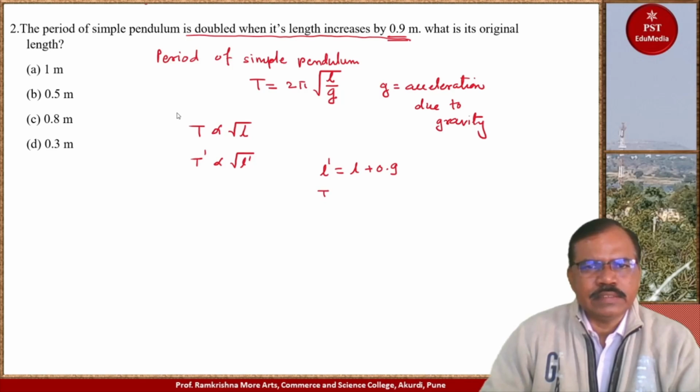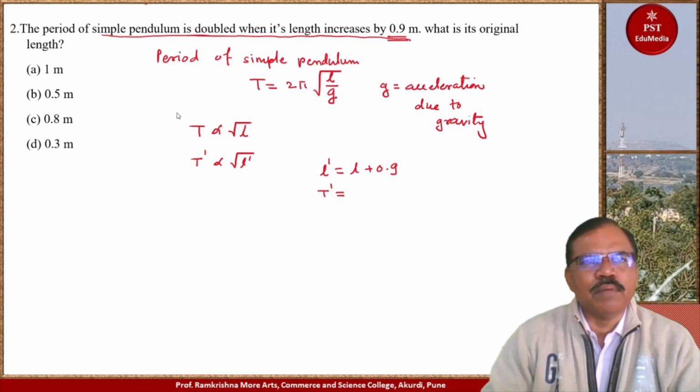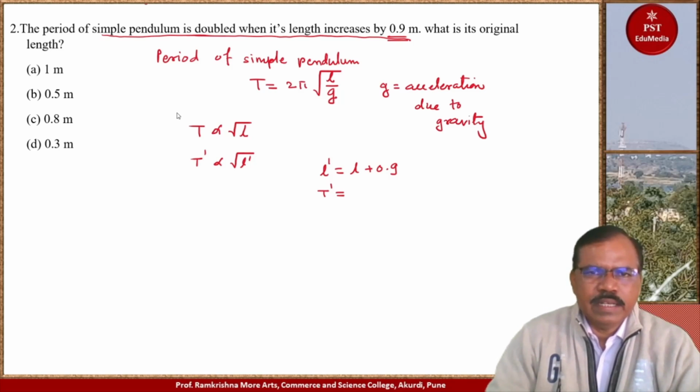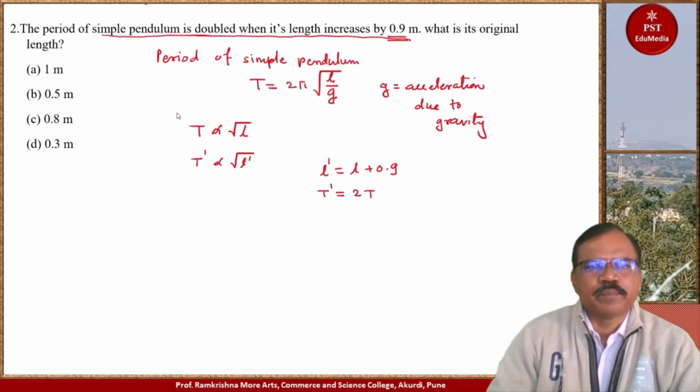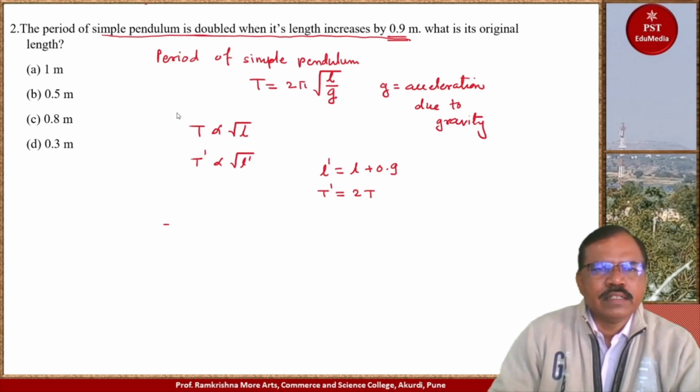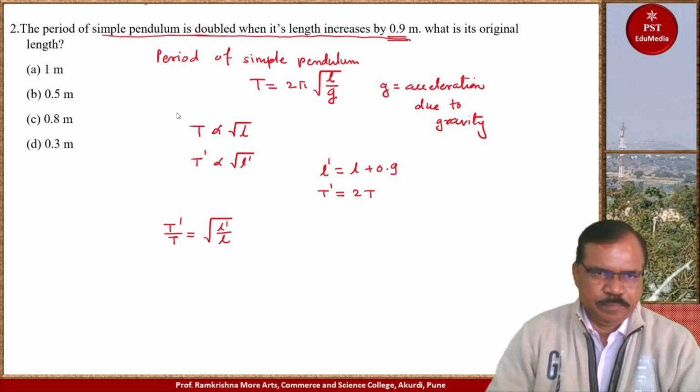What is T dash? The period of the pendulum is doubled when its length increases by 0.9 meter. So when the length is L plus 0.9, the corresponding period T dash is 2 times T. So here we get T dash upon T is equal to root of L dash upon L. The proportionality constant is the same, 2 pi upon root g.